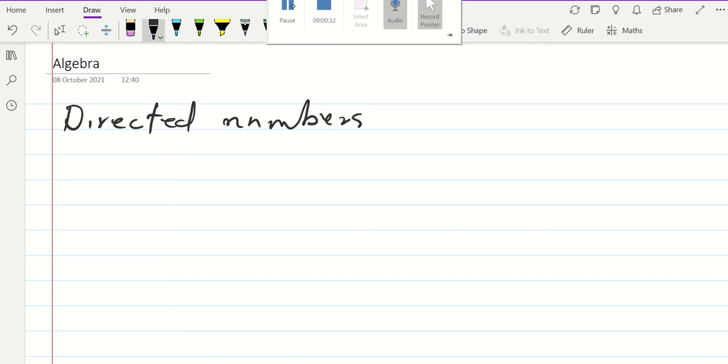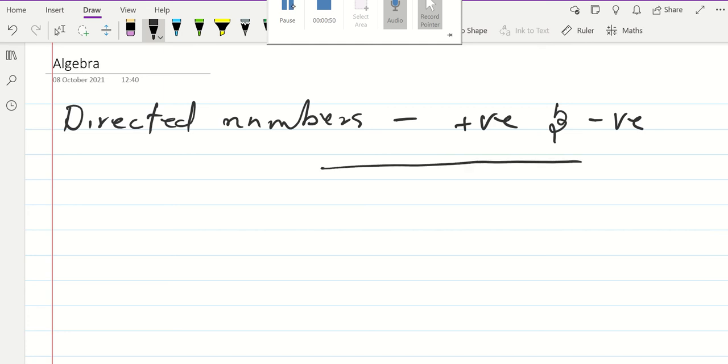Directed numbers, these are just your positive and negative numbers. And they're part of the number line. So if you look at your generic number line, the center would be 0. Then as you go towards your right, as you go in this direction, things become positive. And as you go in the other direction, things become negative.